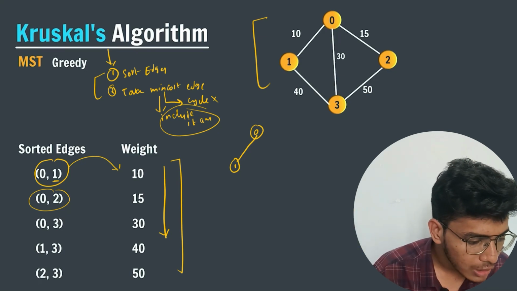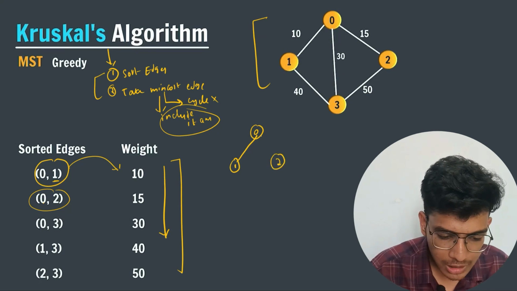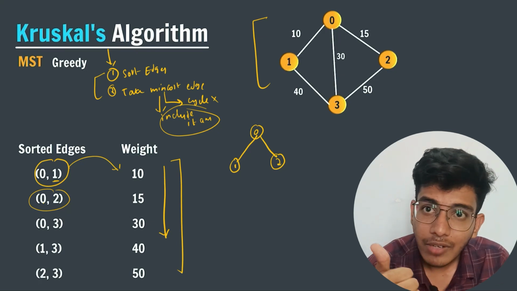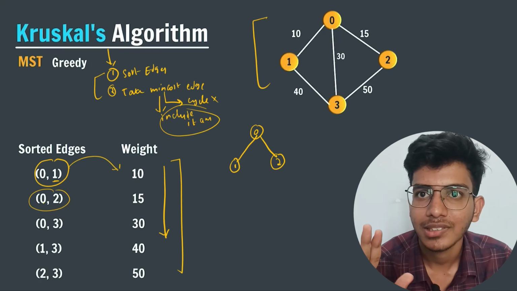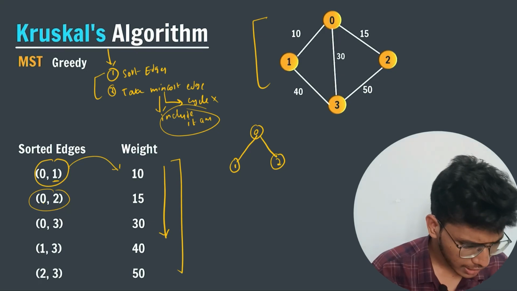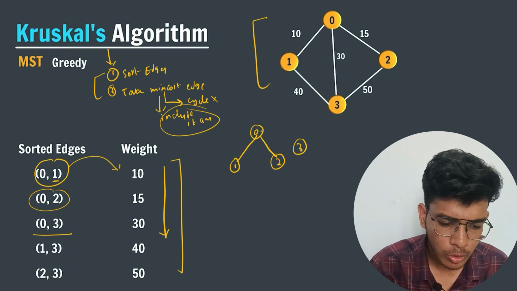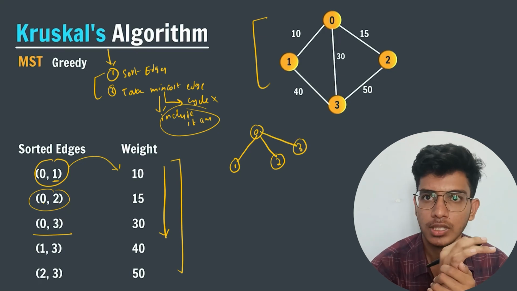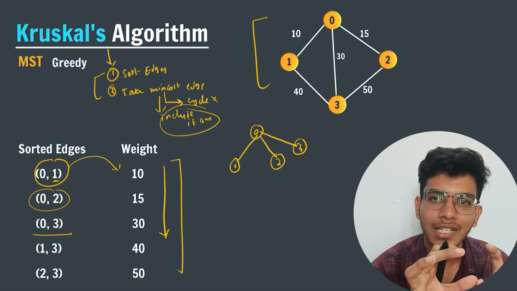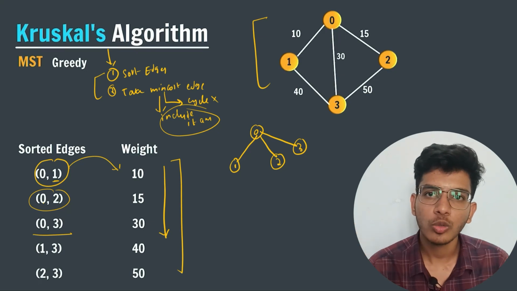Now after that I will go here. 0 is connected to 2, so this is my 2 node, and I will connect these two and check whether the given structure is forming a cycle. No, they are not forming a cycle, so it is good, I can add it, right? Now I will come here and check 0 is connecting with 3. I will try to connect 0 with 3 and check whether they are forming a cycle. No, they are not forming a cycle, so it is okay to add that edge into our MST.